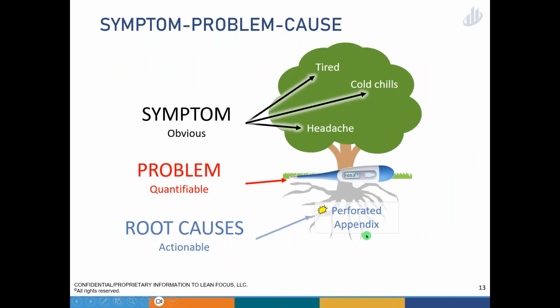I'm going to pause here for a little bit and talk about symptoms, problems, and root causes. When you think about symptoms, these are things that are obvious and you feel them. I'm tired, I feel bad, I have cold chills. There's a problem, quantifiable: I have a fever. And then there's a root cause: I have a perforated appendix that has to be removed, or these problems aren't going away. Root causes are hidden, but they're the only things that are actionable.